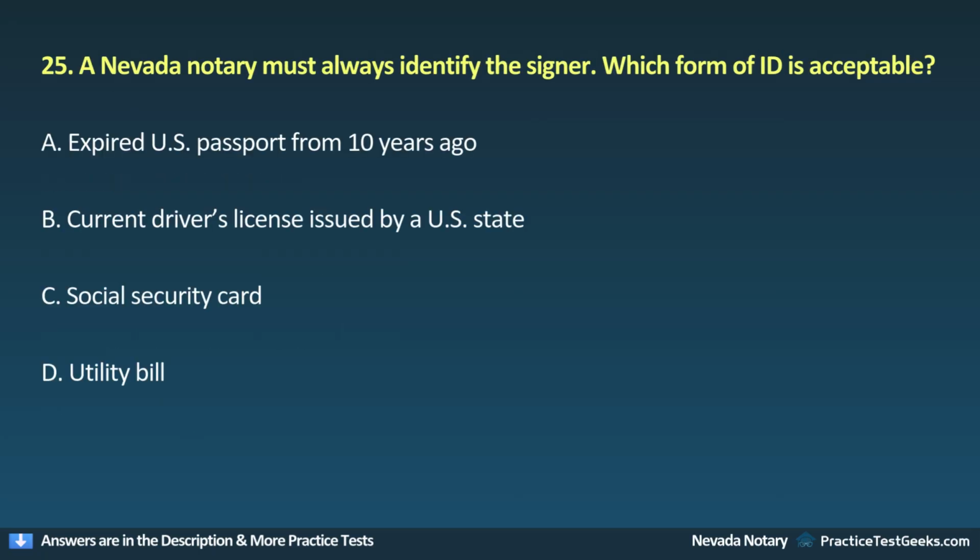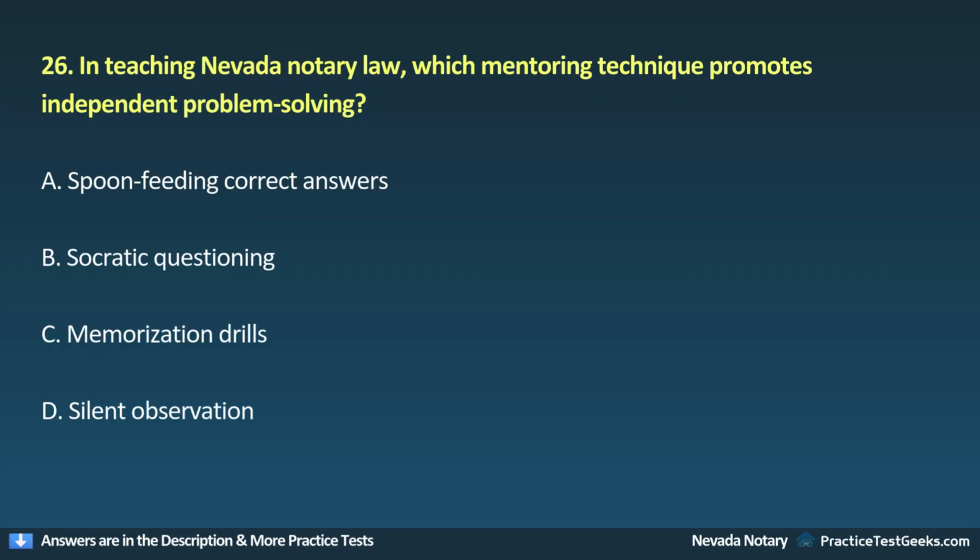25. A Nevada notary must always identify the signer. Which form of ID is acceptable? A. Expired U.S. passport from 10 years ago. B. Current driver's license issued by a U.S. state. C. Social Security card. D. Utility bill.